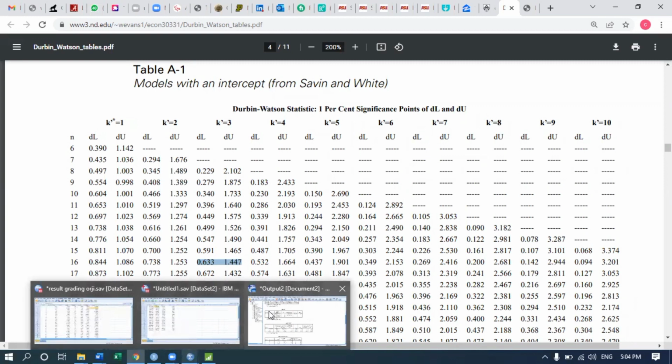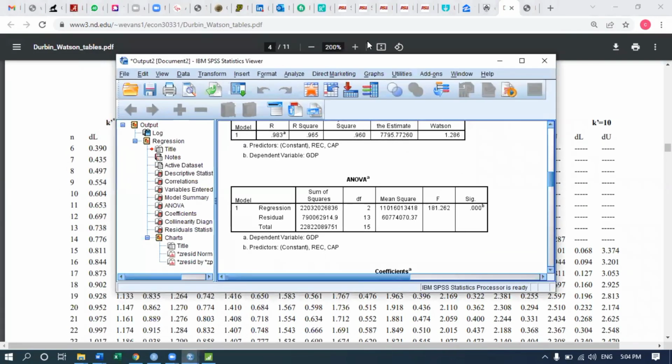Let me bring the output. Lois, I've seen your hand. I'm coming.